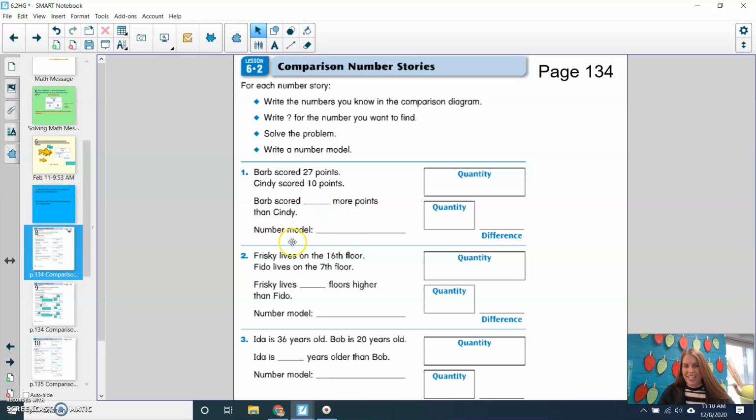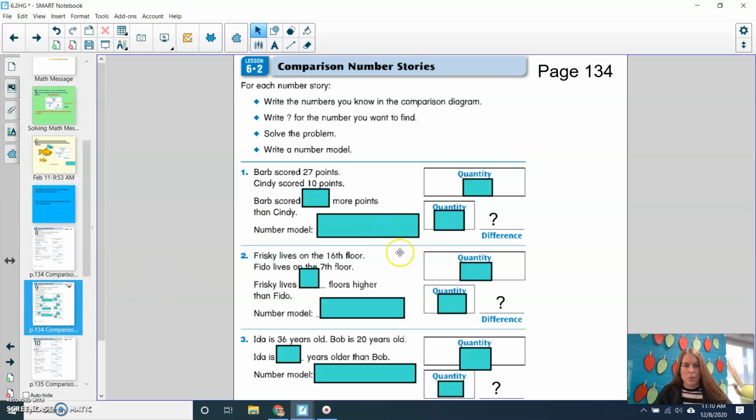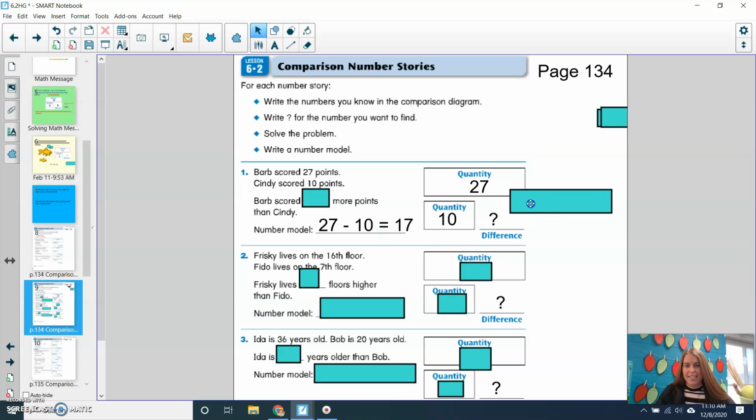So we could do number 1 together just so that you can see how to solve this. If I look at number 1, Barb scored 27 points. So I'm going to put that in my top quantity. Now Cindy scored 10 points. I'm going to put that in my smaller quantity. What I'm trying to solve for is the difference. So my number model, I'm thinking 27 minus 10 equals, and you should have said 17. So Barb scored 17 more points than Cindy.